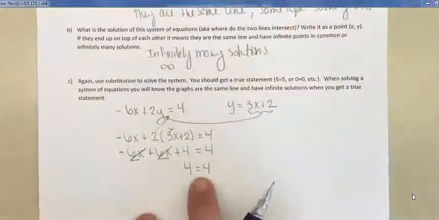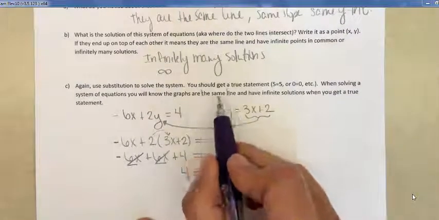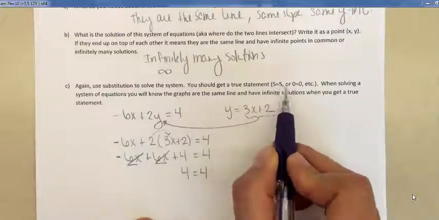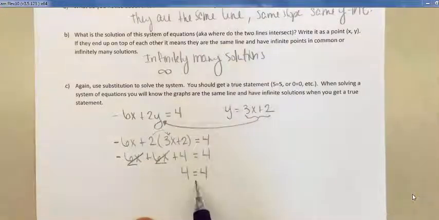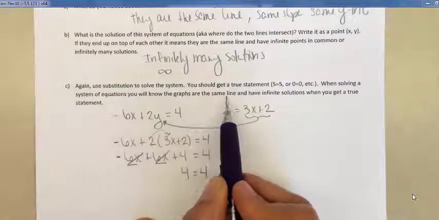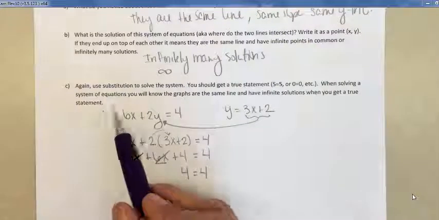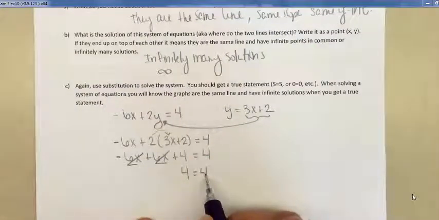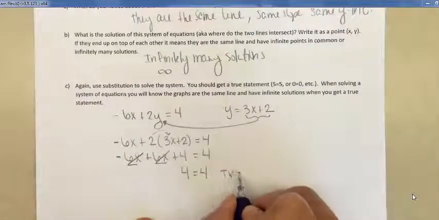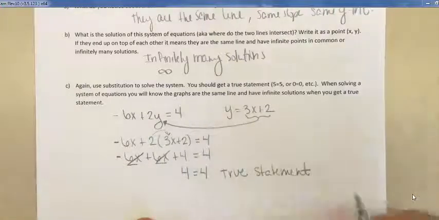Okay, what do we notice about this? This is a true statement. So notice it says here, you should get a true statement like 5 equals 5, or 0 equals 0, or 4 equals 4. And when solving a system of equations, you will know the graphs are the same line and have infinite solutions when you get a true statement. So this is infinitely many solutions because we ended up with a true statement. So that's how we know that they are the same line.